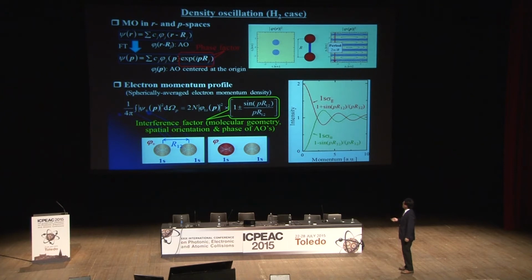Our point here is, while the experiment usually suffers from spherical averaging due to random orientation of gaseous target molecules, cosinoidal or sinusoidal modulations still survive in the measured spherically averaged electron momentum densities or electron momentum profiles. Therefore, one may have a chance to get information about not only molecular geometry, but also spatial orientations and phases of the constituent atomic orbitals.